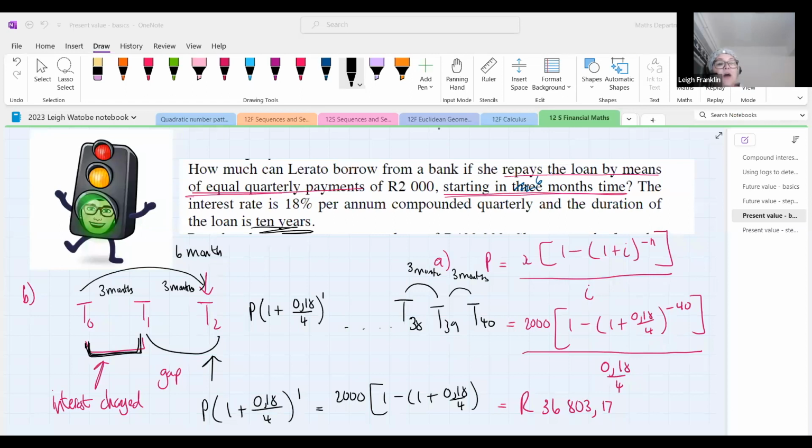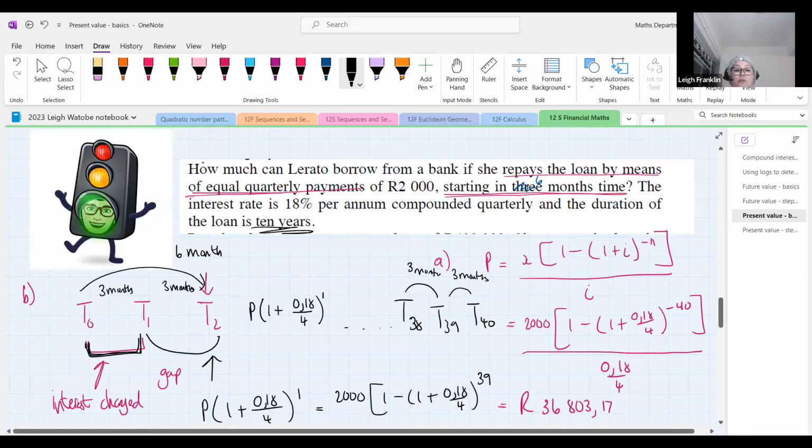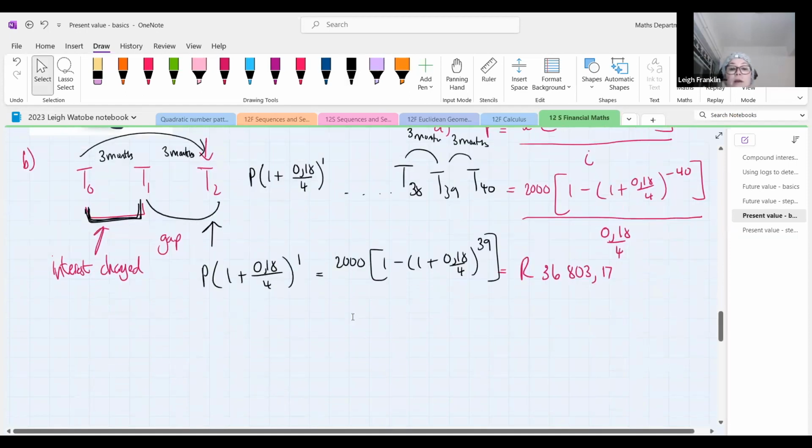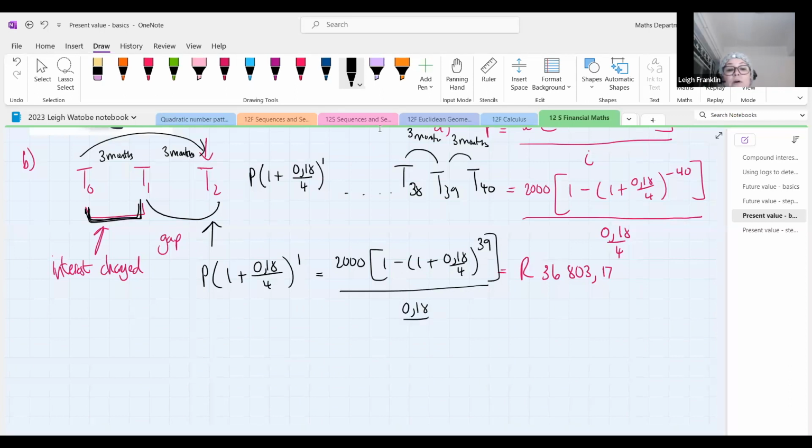Yes, quarterly is every 3 months. So a lot of people make that mistake. Sahawu, iPhone, Nolotando, you are correct. There would be 39 payments. That's it, Nolotando, quite right. So this would be to the power of 39. Close that bracket off. And then this has got to go over 0.18 over 4. So that's what you would do in a situation like this.